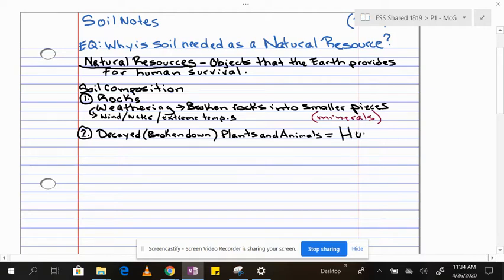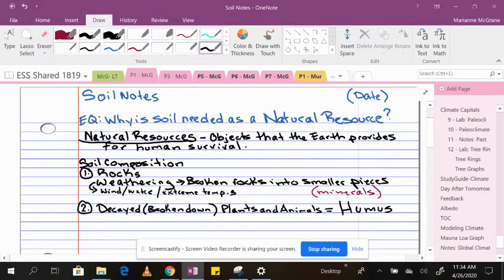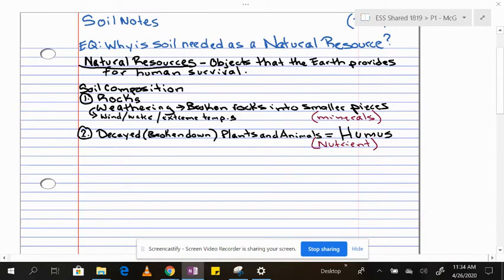Okay, this is what creates this wonderful thing called humus. Excuse me, I always say that. Humus. Hummus is what you eat with pita chips. This is hummus. Not hummus, it's humus. This is humus. This is where we get our nutrients from. So the nutrients in the humus come from the decayed plant and animal matter. So we get our minerals from the rocks and we get our nutrients from this plant and animal matter, which is called humus.